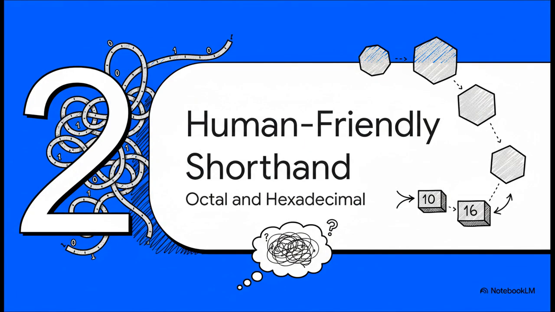Now, as you can probably guess, binary numbers get really long really fast, and trying to read or, worse, type out a giant string of ones and zeros is just a recipe for a massive headache. So, to keep their sanity, computer scientists came up with a couple of clever shorthands to make these long numbers much easier for us humans to deal with.